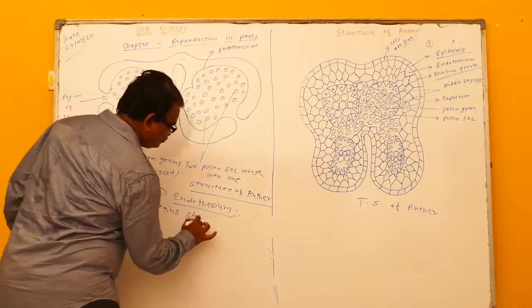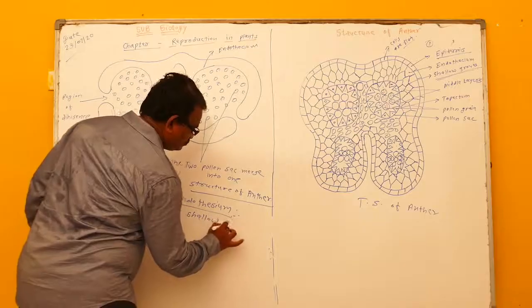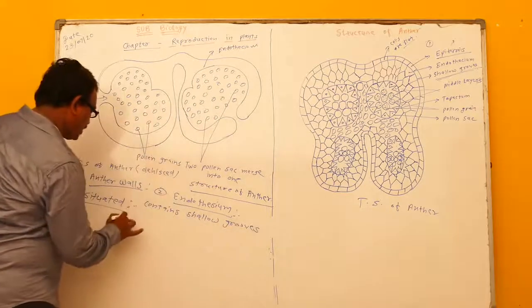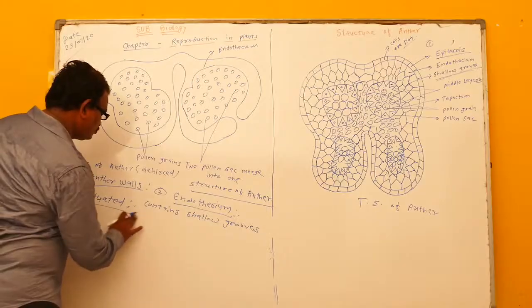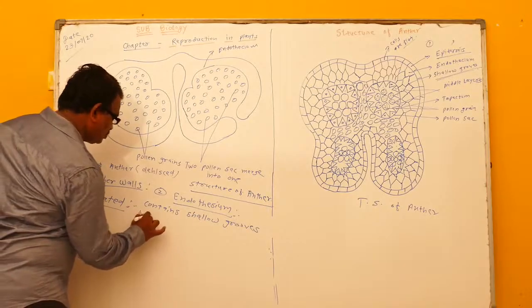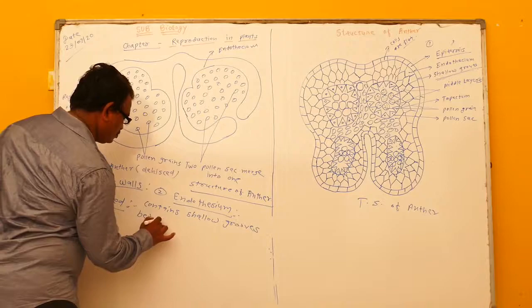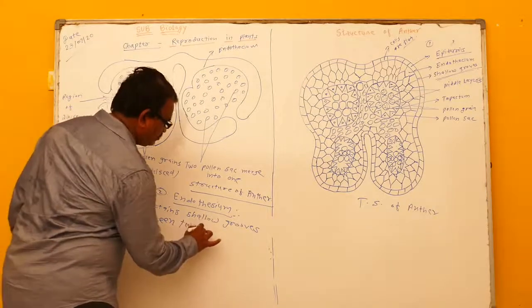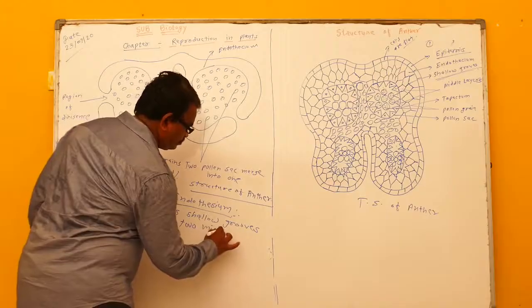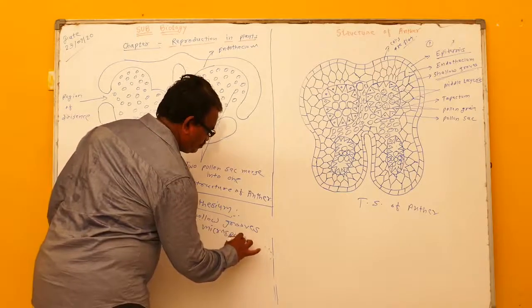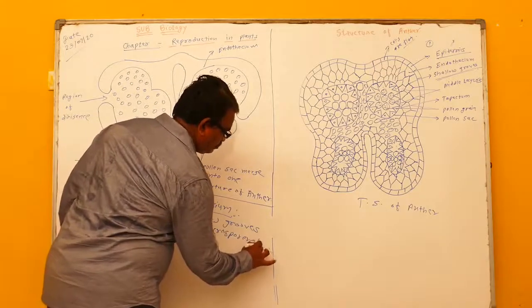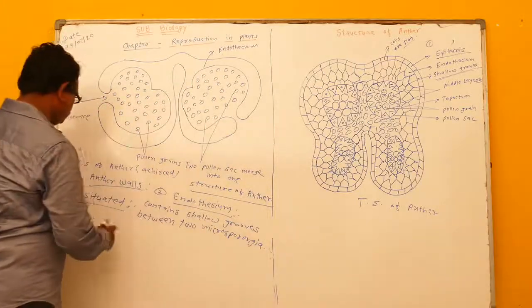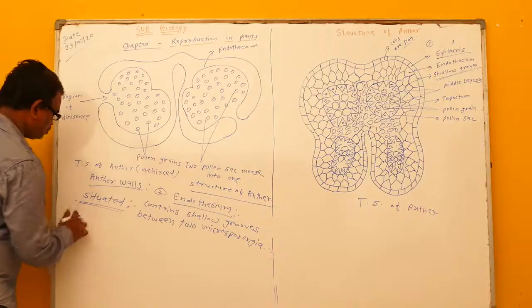So the situation: it contains shallow grooves between two microsporangia. Then after the situation, the cell type.